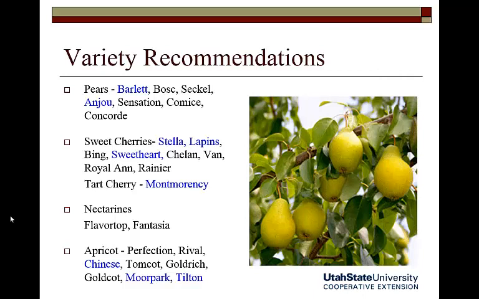Okay. And then you get down here at the bottom. Somebody's asking, what's a late variety of apricot? Moorpark and Tilton are two late blooming varieties of apricots. So if you're looking in the market for an apricot tree, look for those two.